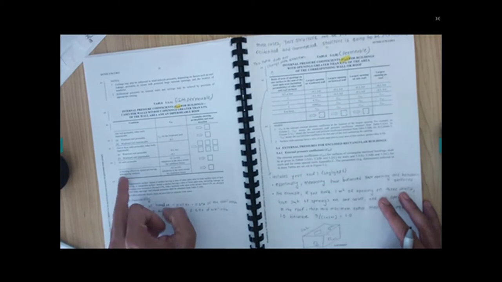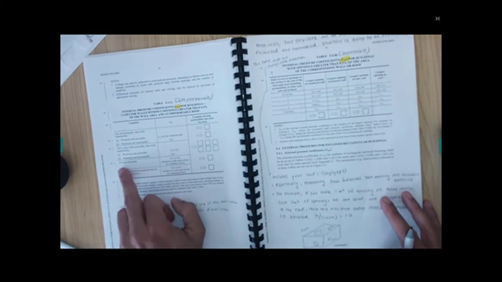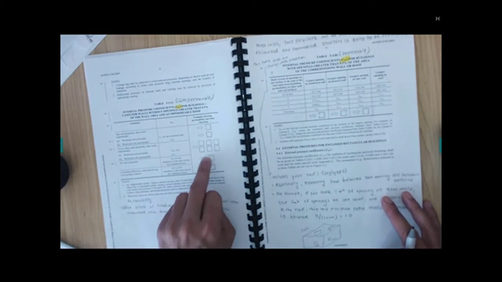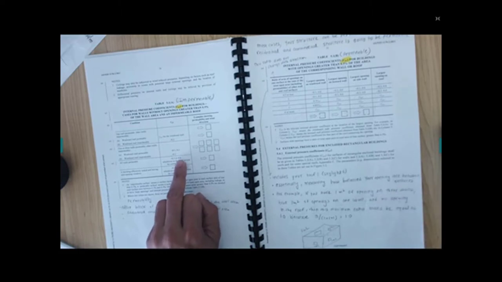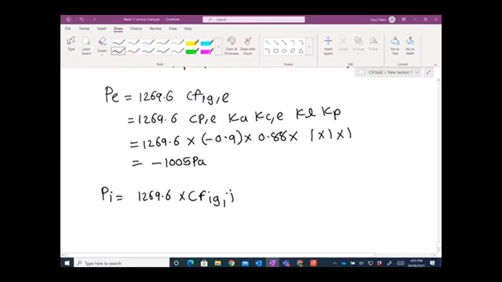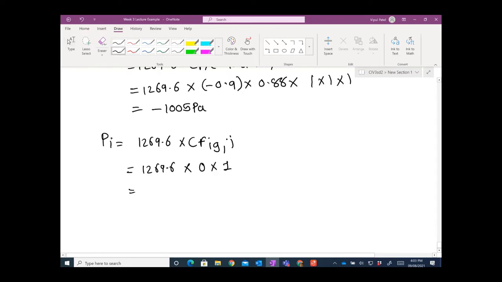Okay, let's say everything is closed. Okay, all walls are permeable. Let's say you have this situation where all the walls are permeable. So we take the worst case scenario, that you have, let's say, minus 0.3 and let's say you have 0. So we take the positive value for the worst case scenario. So we take CPI equal to 0. So in that case, 1269.6, CPI is 0 and KCE equals 1, KCI equals 1. So internal pressure is 0.